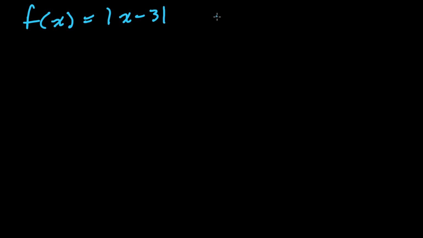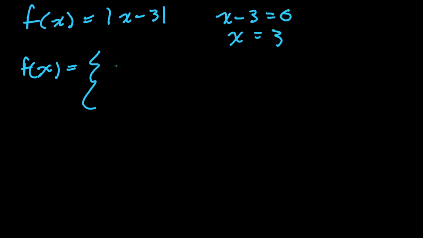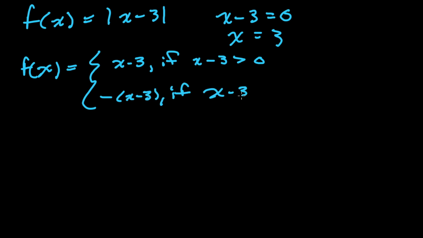Well, what we usually do is say, okay, x minus 3 is equal to 0 where? And if we just solve for this, x is equal to 3. And so we can write this then as f of x is equal to curly brackets, x minus 3 if, forgot my comma there, if x minus 3 is greater than 0, and negative x minus 3 if x minus 3 is less than 0. And we usually include an equal sign on one of these. We could include it here, or we could include it here. It really doesn't matter, but I've included it here.